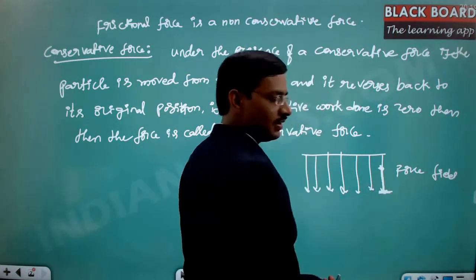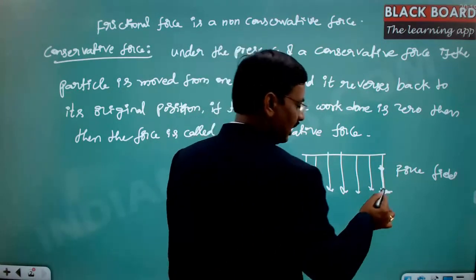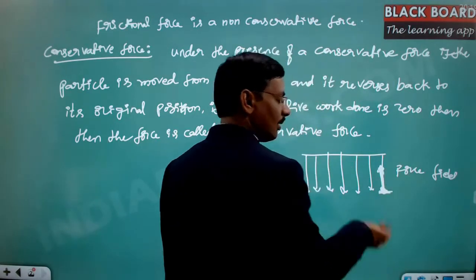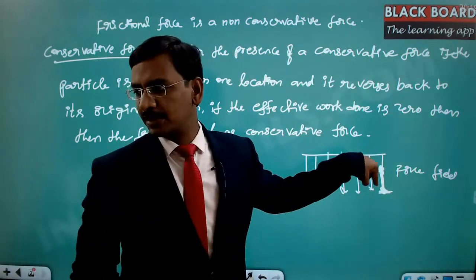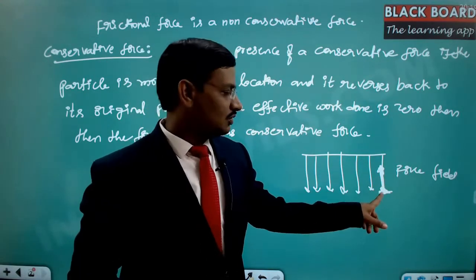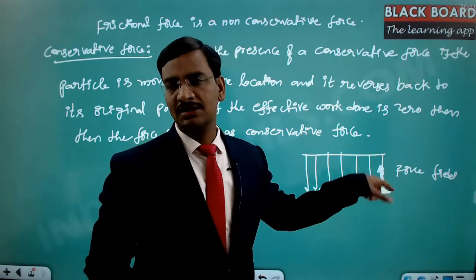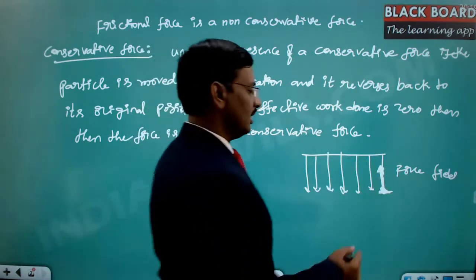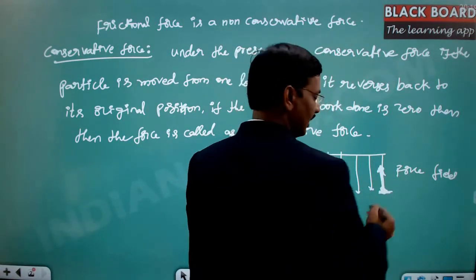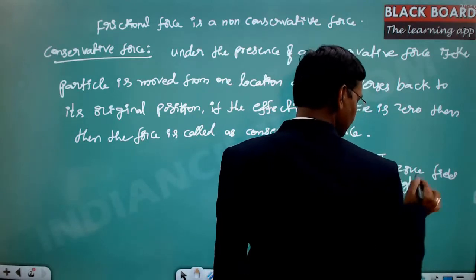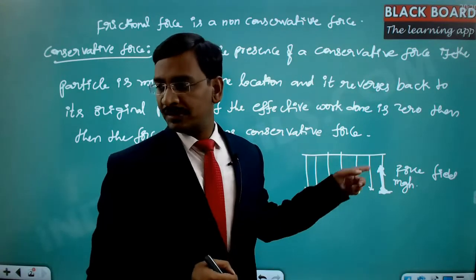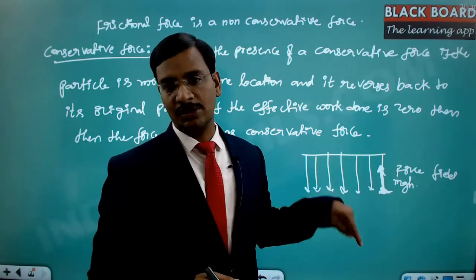Now we take one particular case. I start from here and try lifting one particle. Obviously, I have to apply a force against the weight of the particle, since there is a force acting always downwards. Hence the work I do is against the weight, so it is going to be mgh. Whatever work I do is positive, and the work the particle does on us is negative.